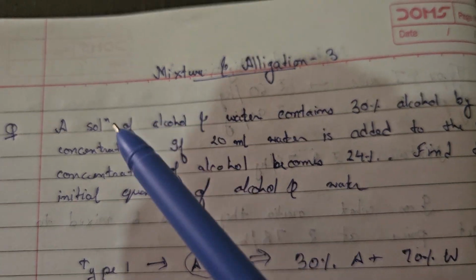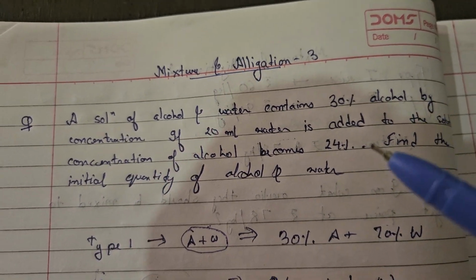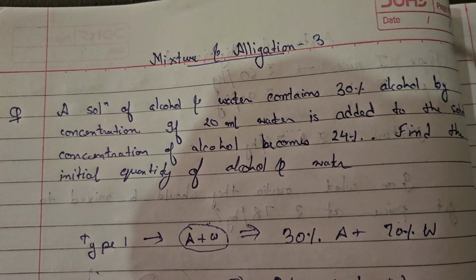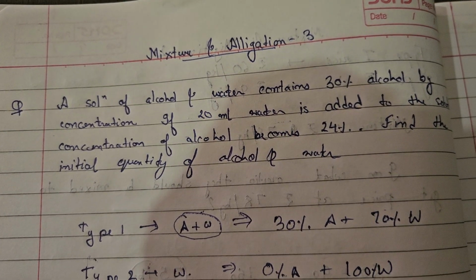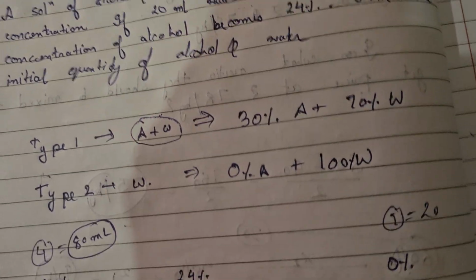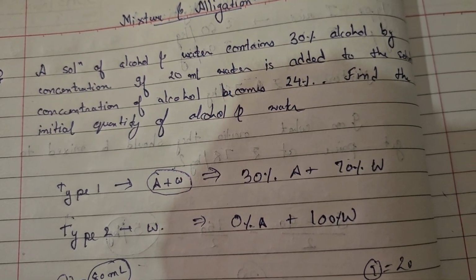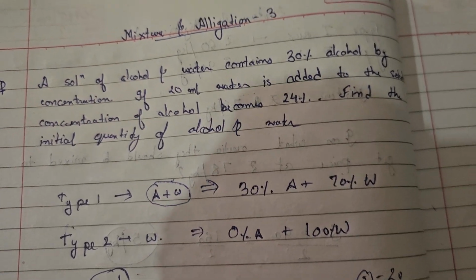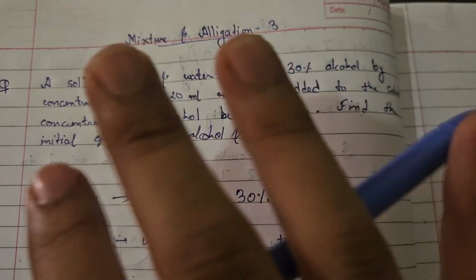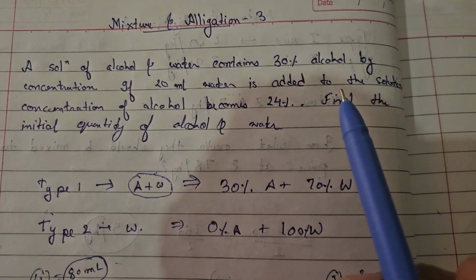So today I'll solve a mixture and alligation problem. This is a classic CAT problem. I'll tell you a trick on how you can solve this problem in under 5 seconds in your examination. So I've already solved this, but I'll show you again on how you can solve this, and using a very simple trick of mixture and alligations, you can solve this problem in under 5 seconds. So let us look at the problem.